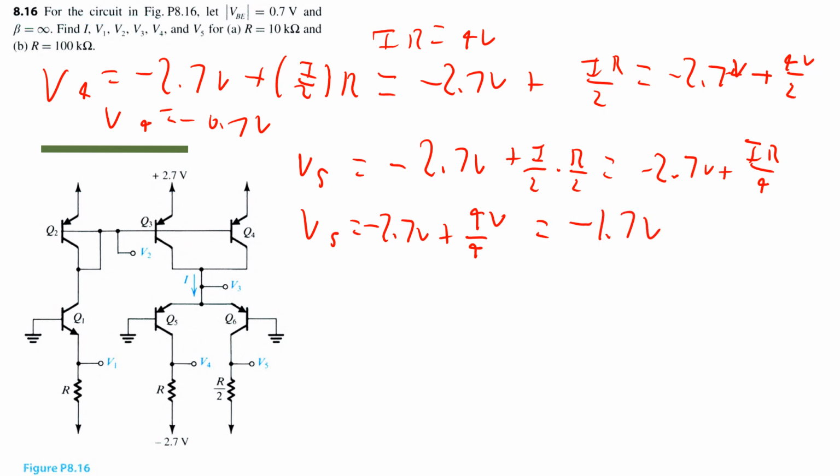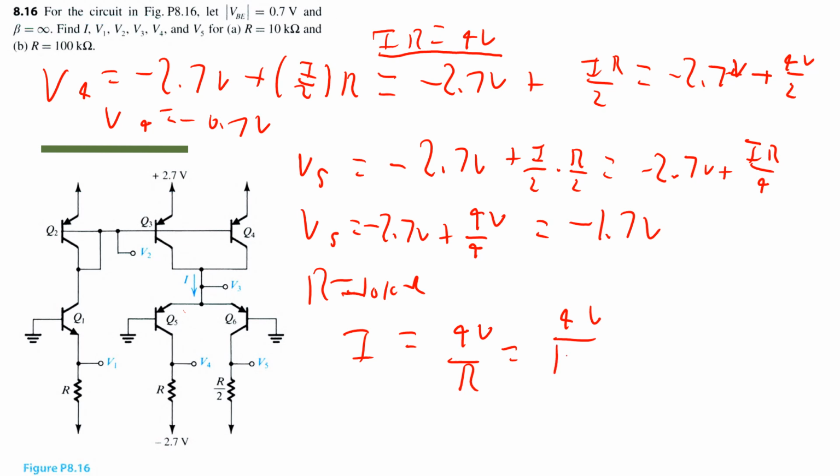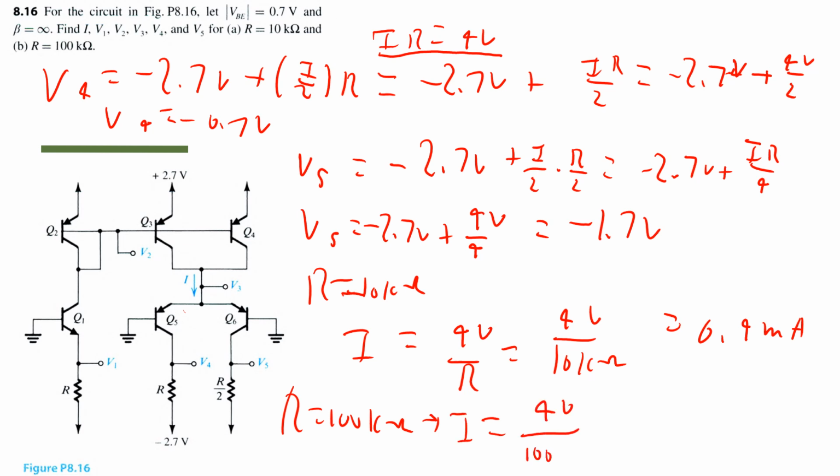And lastly, in the case that R is equal to 10 kiloohms, we could calculate the current as simply 4 volts divided by R, using that original expression up here. So that would be 4 volts divided by 10 kiloohms, which is equal to 0.4 milliamps. In the case that R is equal to 100 kiloohms, we would just do the same calculation, just replace R with 100 kiloohms. So that would be 4 volts divided by 100 kiloohms, and that would be 40 microamps.